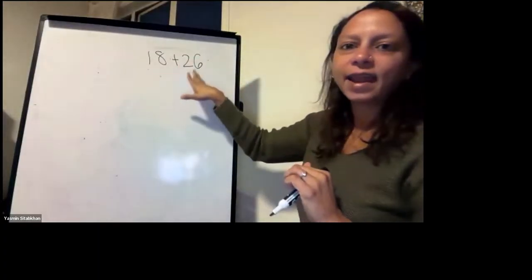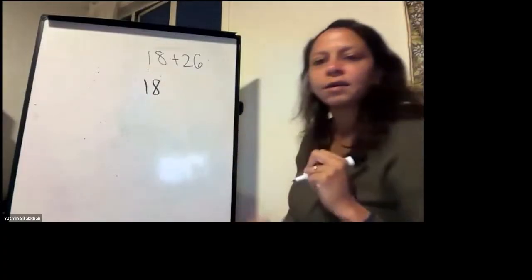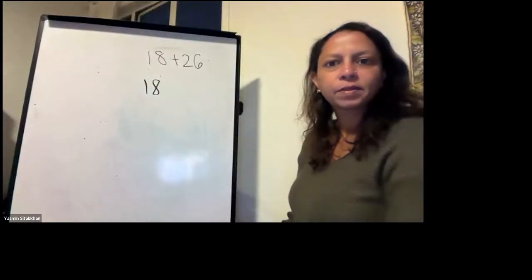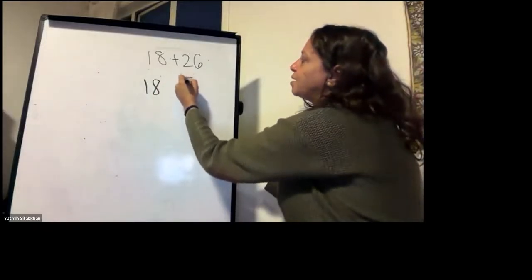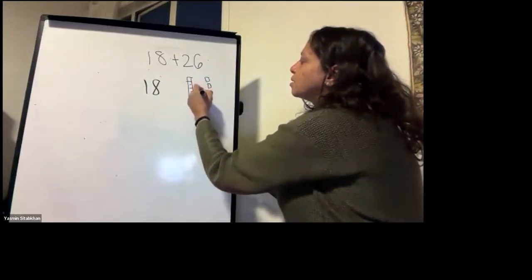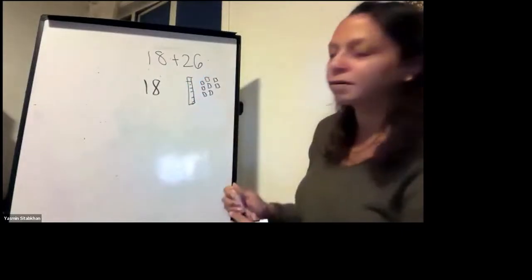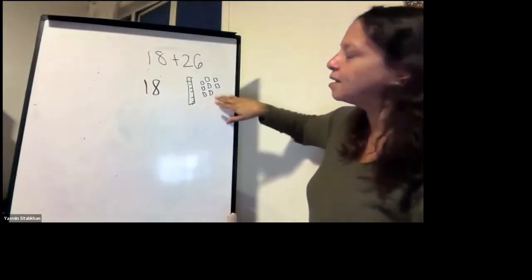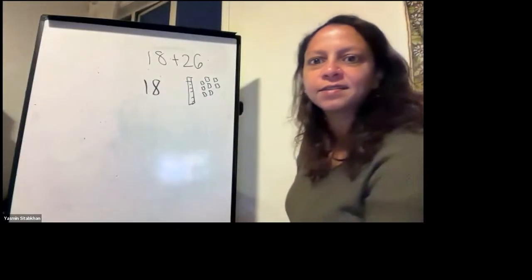Class, today we're going to add 18 plus 26. So here is 18. Can everyone get 18 bundles and sticks? Okay, so show me your 18 bundles and sticks, and I'll draw them here. Here is my 10. 1, 2, 3, 4, 6, 7, 8. Okay, so here is 18. I know it has a 10 and an 8. So 10 and 8. Great, thank you, Bushnell. Thank you, Evelyn.